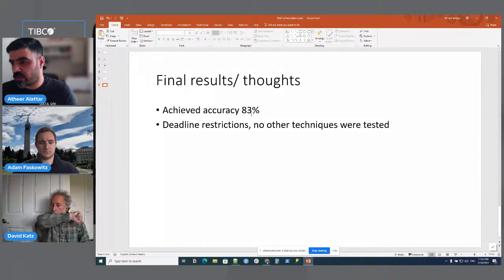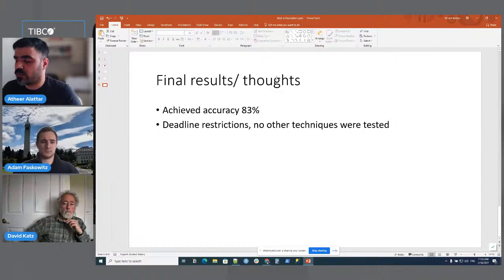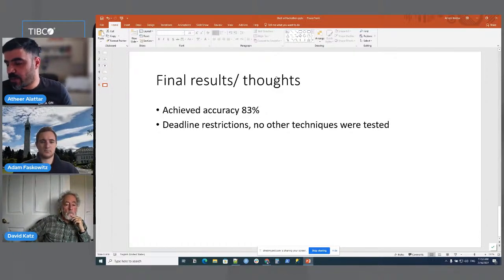Long story short, we were able to achieve 83% accuracy within what was about a one-week deadline. My final thoughts were that I was willing to test other methods, or other variables or subsets of variables, but that was all I could do in this hackathon.